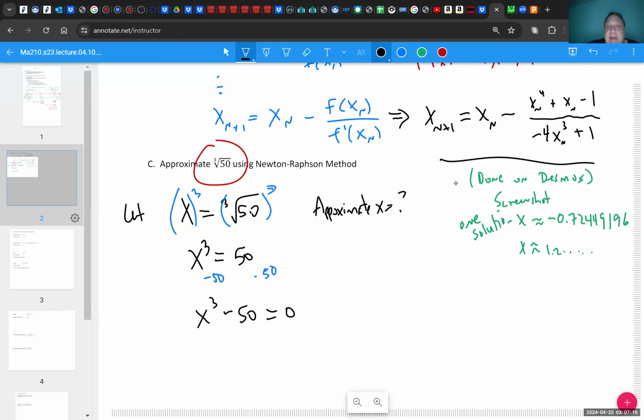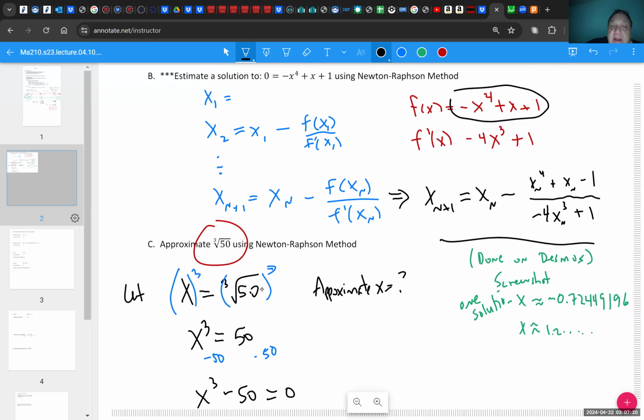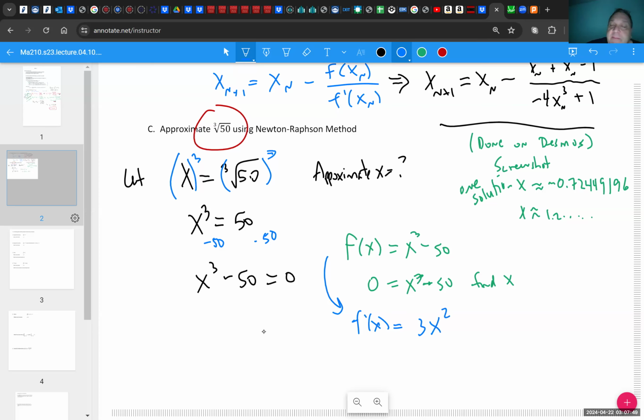So that looks now like our previous problem, where we had 0 is equal to some formula, and here we have 0 is equal to some formula. So essentially, let our function be x to the third minus 50, and we want to find the solution to 0 is equal to x cubed minus 50. I want to find x, right? This is supposed to be a minus. And then, of course, we would just find the derivative. We would take the derivative of this thing, and that would be 3x squared.